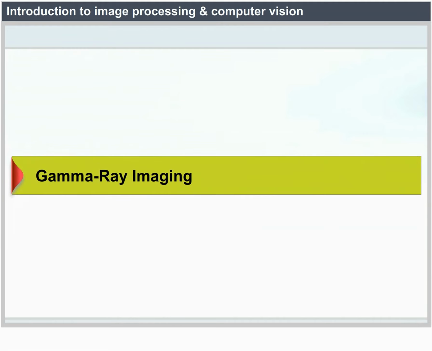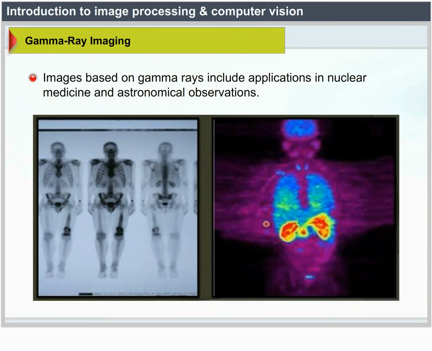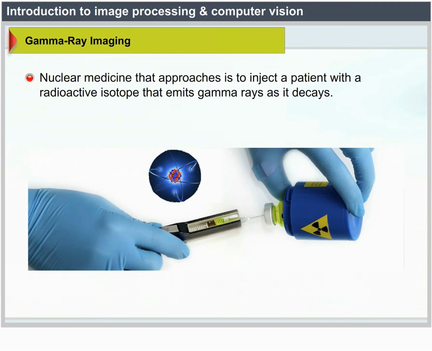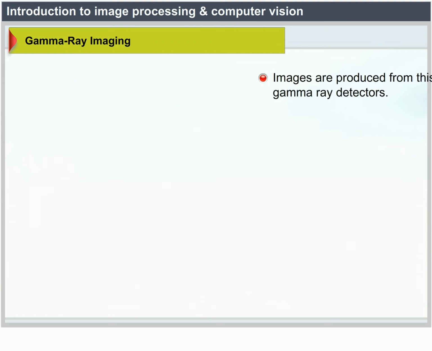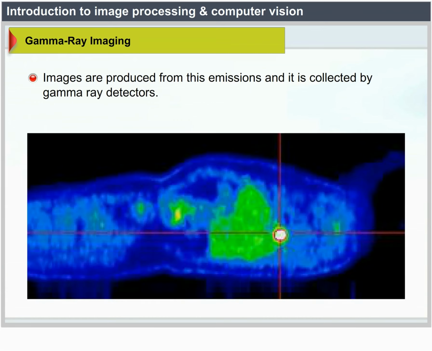Gamma ray imaging. Images based on gamma rays include applications in nuclear medicine and astronomical observations. In nuclear medicine, a patient is injected with a radioactive isotope that emits gamma rays as it decays. Images are produced from this emission and are collected by gamma ray detectors.